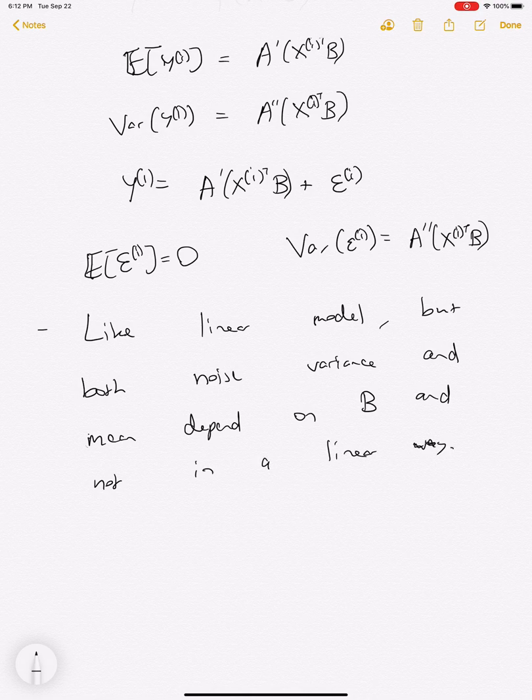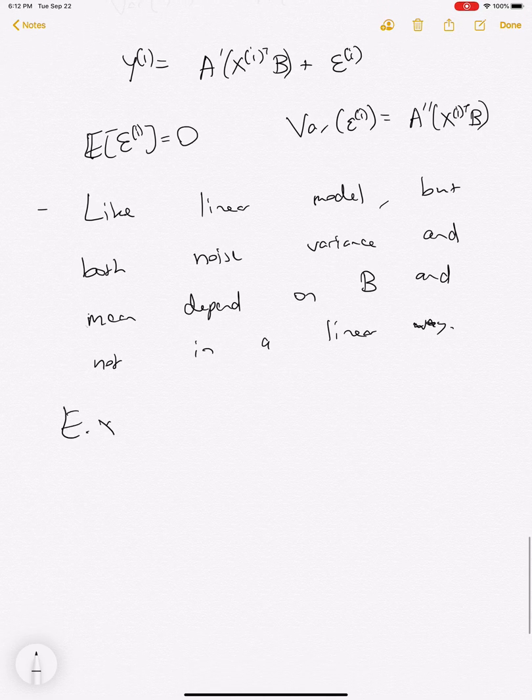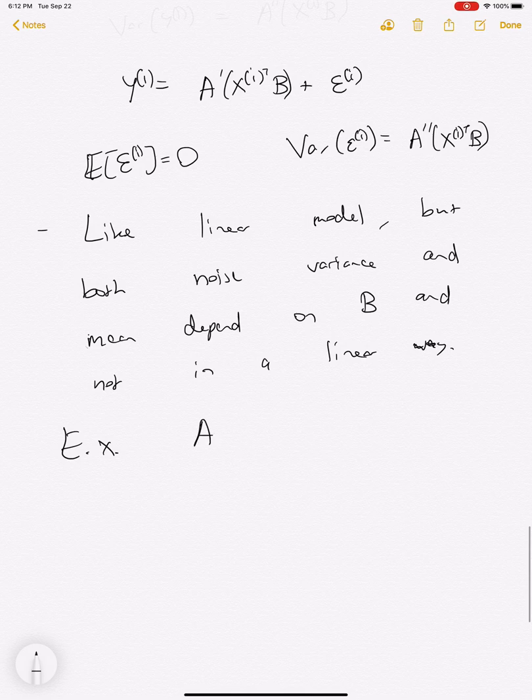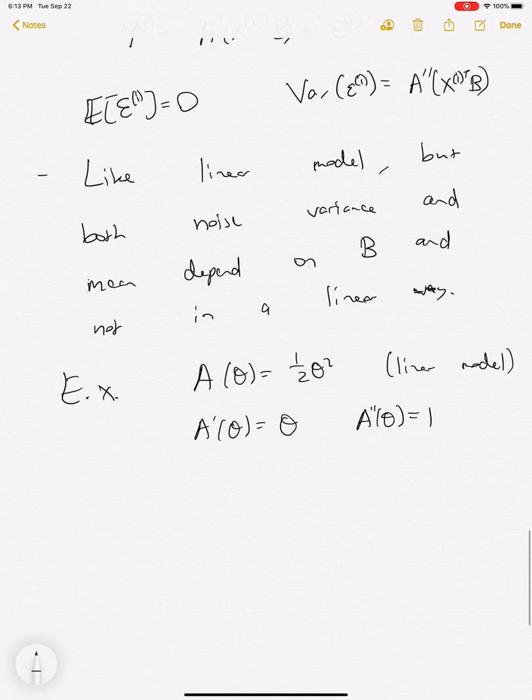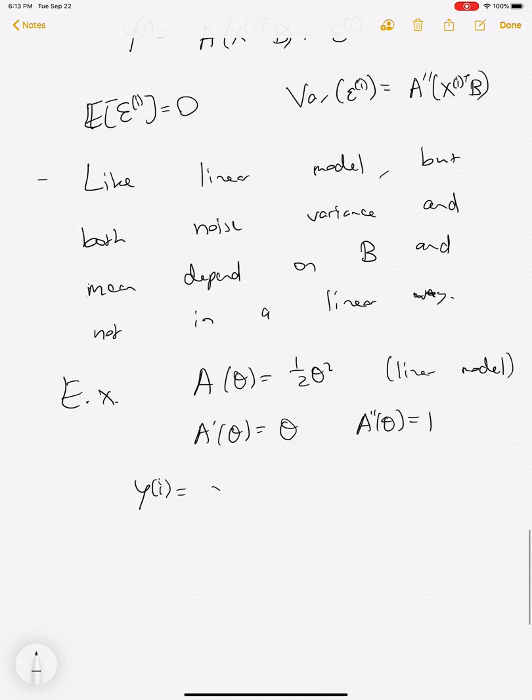So you can see that you recover exactly the linear model. For example, if we look at a of theta equals half theta squared, which is the linear model, then you get a prime of theta equals theta, and a prime prime of theta just equals 1. And so you just get that yi is equal to xi transpose b plus epsilon i, where E of epsilon i equals 0, and variance of epsilon i equals 1. And so this is one of these very nice examples where things generally work out nicely, which was the linear model, which we already studied.